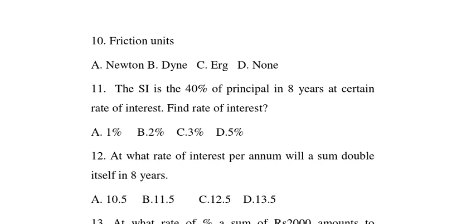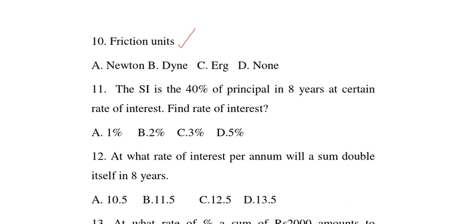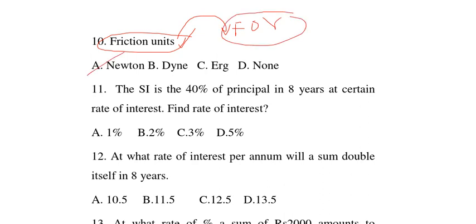What is the friction unit? Friction is nothing but force. What is the unit of force? Newton. Here they have not mentioned either SI or CGS. If they are not mentioned, you just give the SI unit. Then go for the next.